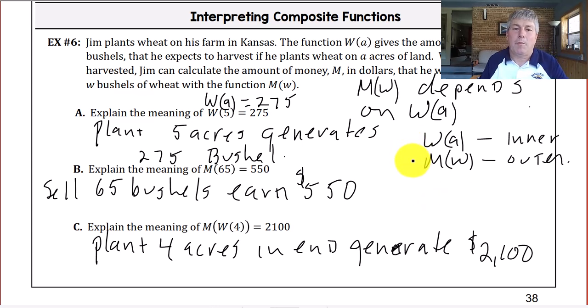And there's a couple examples of decomposing functions and interpreting composite functions, and you'll get some more practice with this when I see you in class.